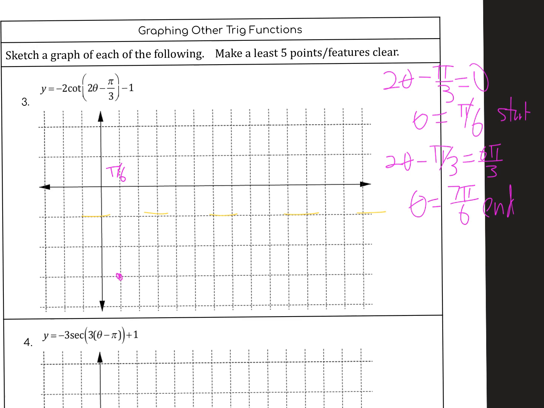And I'm going to end at 7 pi over 6. So 1, 2, 3, 4, 5, 6, 7 pi over 6. And I'm at negative 3 again. Negative 3, yeah. And then in the middle, so 1 and 7, the middle of 1 and 7 is 4. So 1, 2, 3, 4. And I'm going to go up 3, up 2, 1, 2.